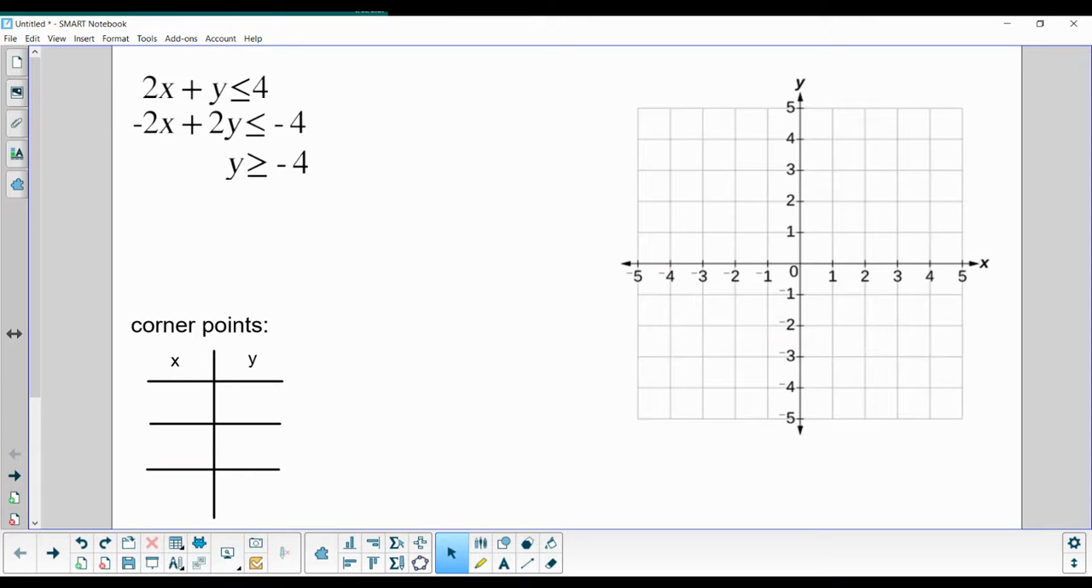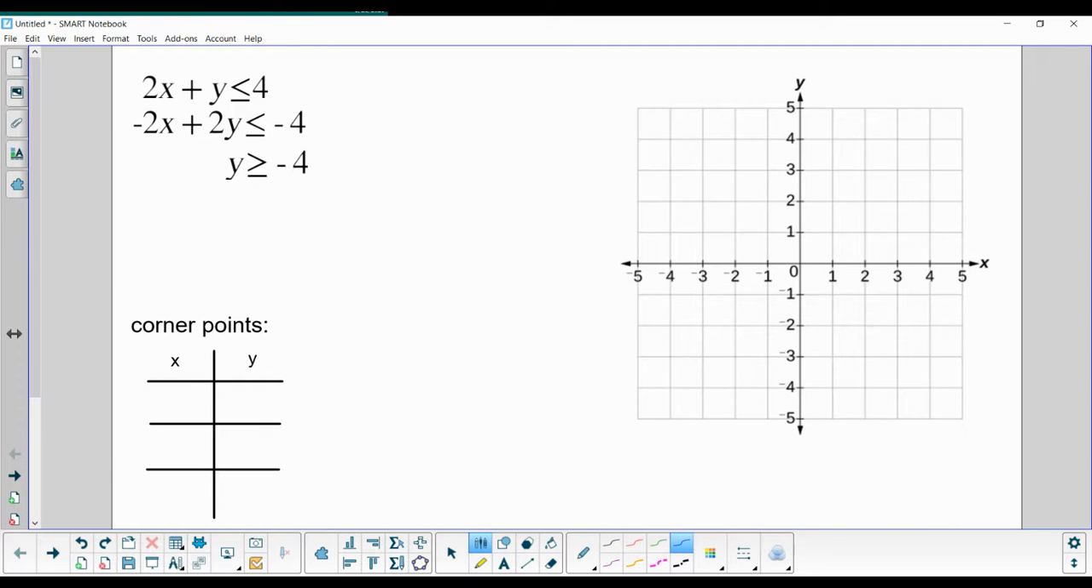So we are going to work on graphing inequalities again today. This time there's no context to the problem. So we just have three inequalities that we want to graph and find the area that they overlap to help us find the corner points or solution points. So I need to graph them just like we normally would.